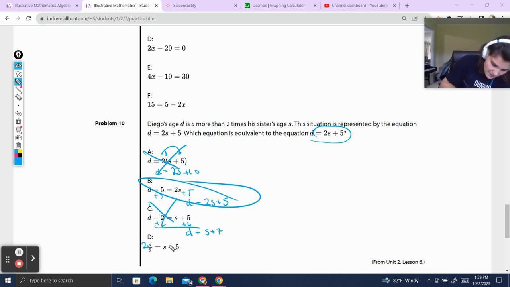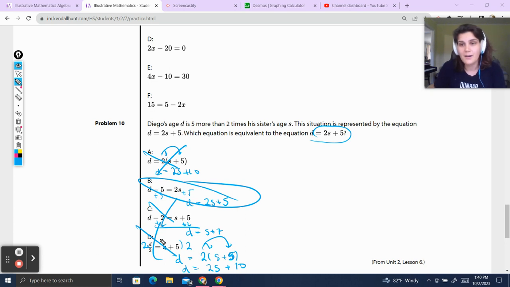And here, we want a D alone. So we're going to multiply the whole thing by 2, which gets us D is equal to 2S plus 5. My S's and my 5's look the same, so we have to be careful. We're going to distribute here, and we get 2S plus 2 times 5 is 10. They do not match. We can cross them out. All right, and we have finished.